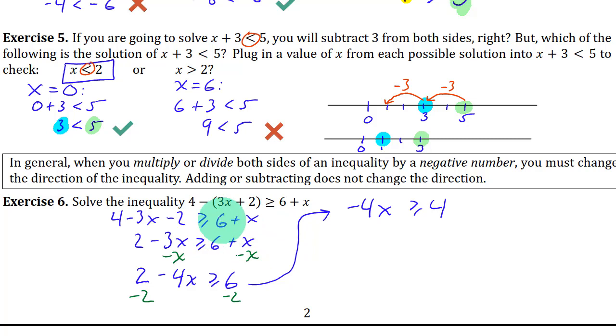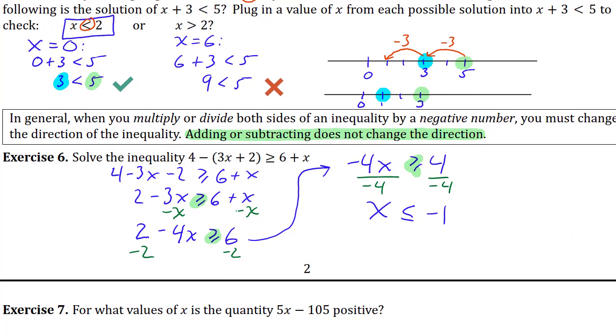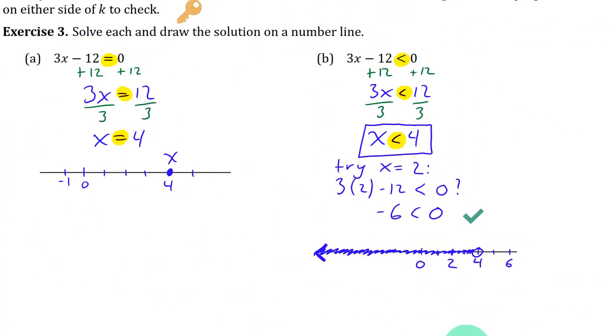And so far, all I've done to both sides is adding and subtracting, so that does not change the direction. So far here, it's always the same way. But then I'm going to divide both sides by negative 4. Negative 4x divided by negative 4 cancels out to give you x. And that should now be less than or equal to negative 1. So that should be the solution. And remember the key idea from the top of this page.